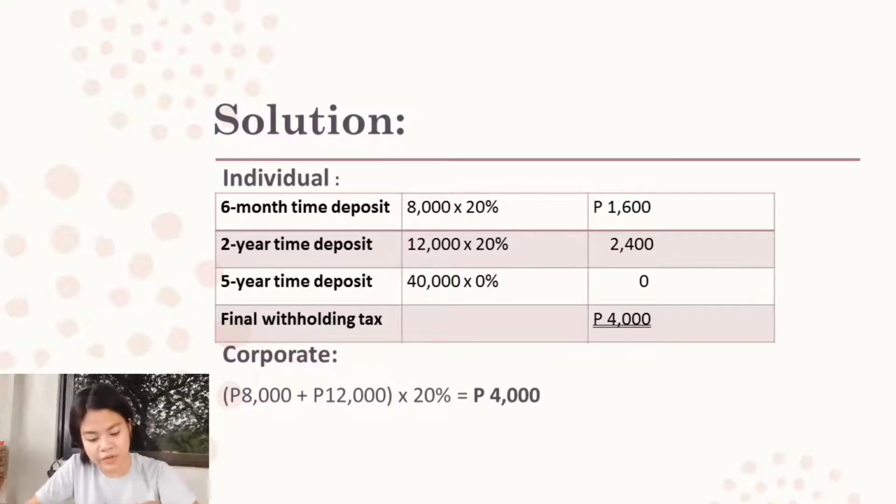Number 1 is for the individual taxpayer. 8,000 times 20% is equal to 1,600. 12,000 times 20% is equal to 2,400. 40,000 times 0% is equal to 0. So if you add, the final withholding tax is 4,000. As for the corporate taxpayers, you will add 8,000 and 12,000 and then multiply it by 20%, which is 4,000.